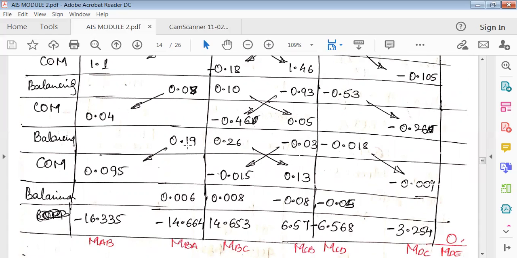So it is minus, change the sign, plus, plus. Multiply with the distribution factor, same thing. Here also it's plus, so change the sign, minus and minus. So again, carry over for all of this. Then finally is the balancing here. So balancing here is minus, this becomes plus. So it is 0.006. Again, here it is minus sign, so it becomes plus 0.008. Here also the same thing.